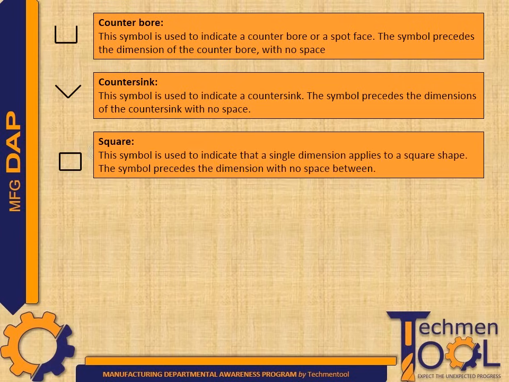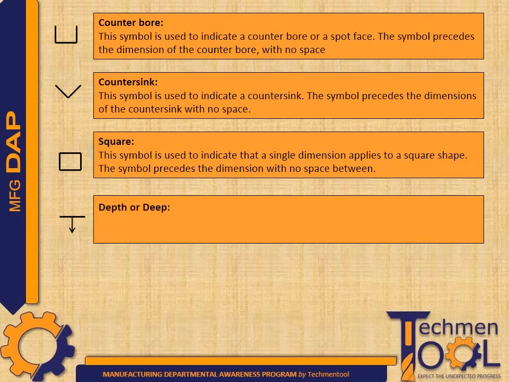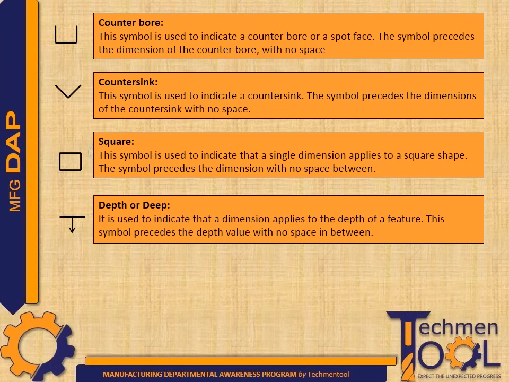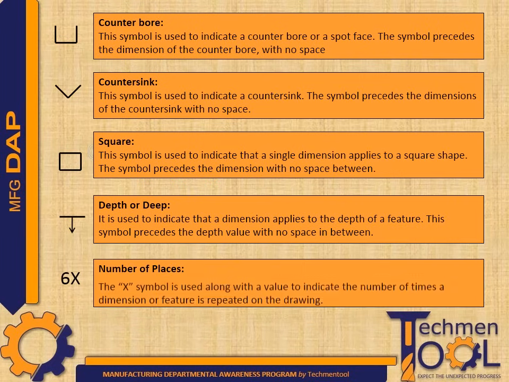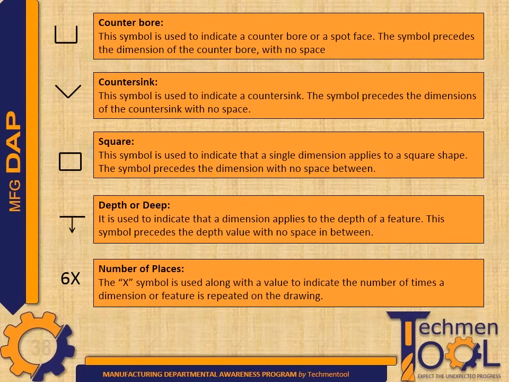Square. This symbol is used to indicate that a single dimension applies to square shape. This symbol precedes the dimension with no space between. Depth or deep. It is used to indicate that dimension applies to the depth of the feature. This symbol precedes the depth value with no space in between. Number of places. The X symbol is used along with the value to indicate the number of times a dimension or feature is repeated on the drawing.